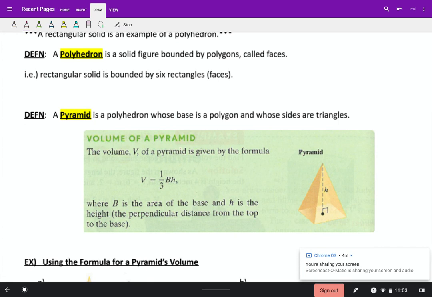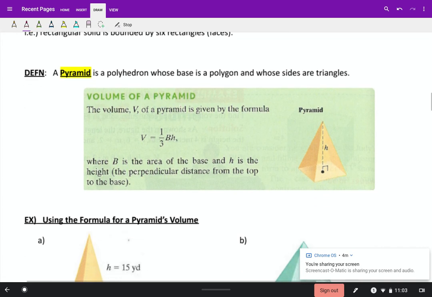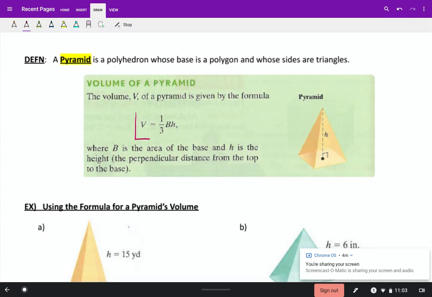So a pyramid is a polyhedron whose base is a polygon and whose sides are triangles. To find the volume of a pyramid, you're going to take 1/3 base times height. The height is going to be this dotted line in the middle. It forms a right angle with the base. It's a big B, not a little b, because that's the area of the base. So you have to find the area of the base and then multiply that by the height and then 1/3.